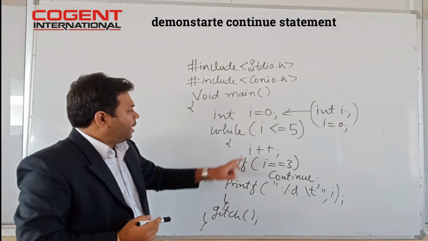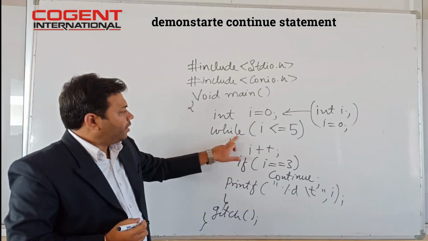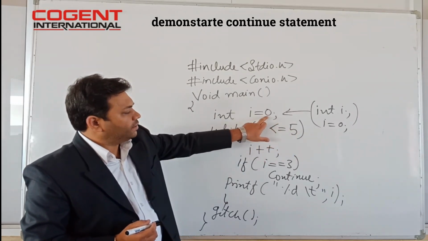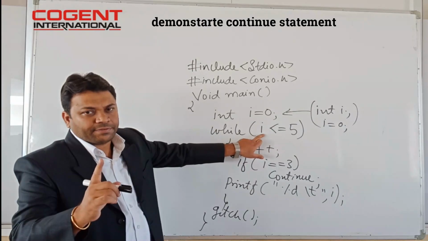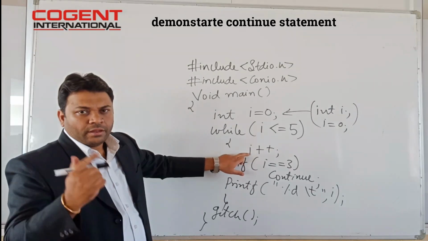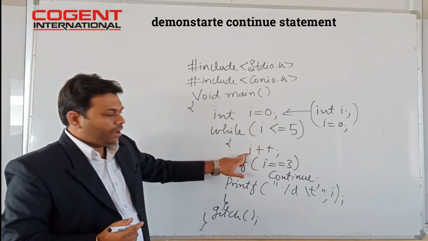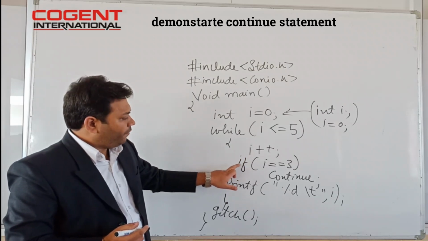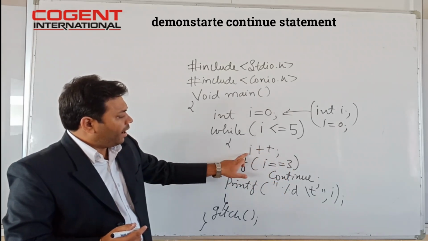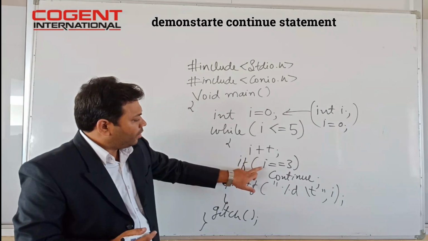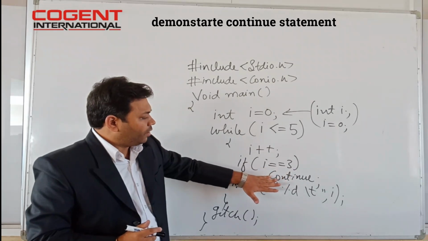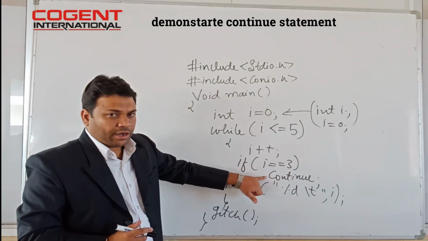Then I'm taking one while loop: while i is less than or equal to 5. What is the i value? Initially it is 0, so the condition is satisfied. That means the condition is true here. Then increment the value of i, that is, 0 becomes 1. Then I'm putting a condition: if i is equal to 3. Here the i value is 1, so it will check whether 1 is equal to 3. The condition is false here, so it won't execute the continue statement.